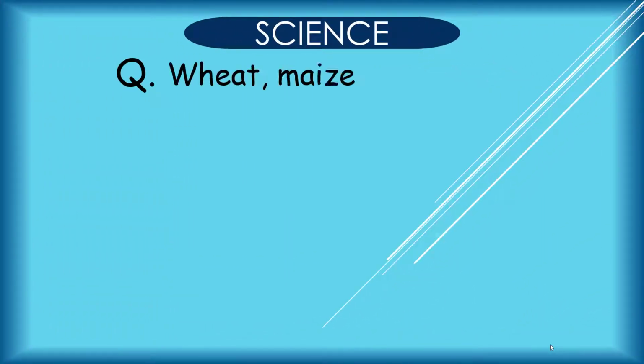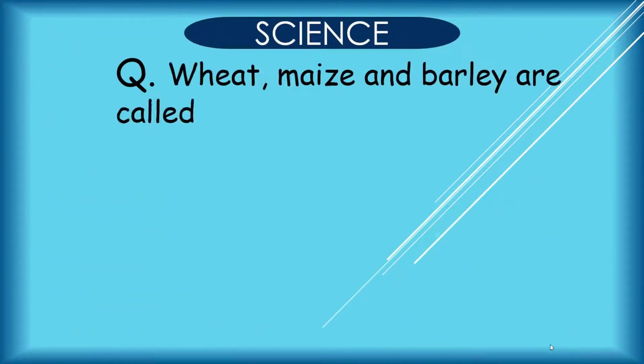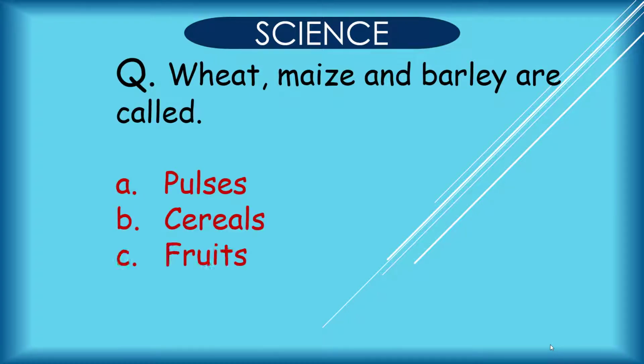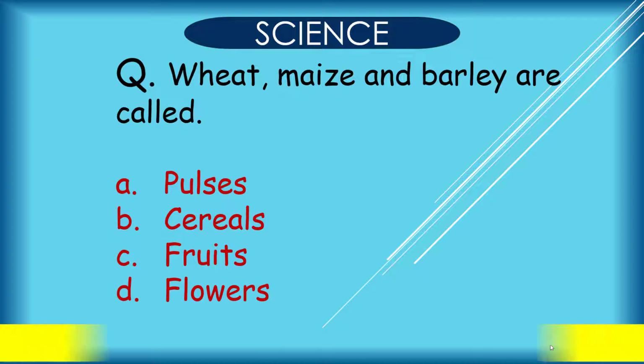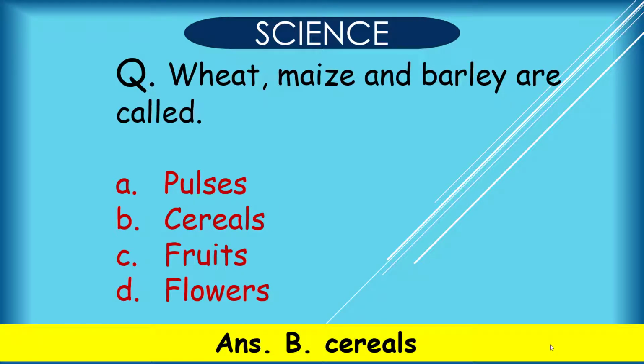Question: wheat, maize and barley are called A pulses, B cereals, C fruits, D flowers. Correct answer is B cereals.